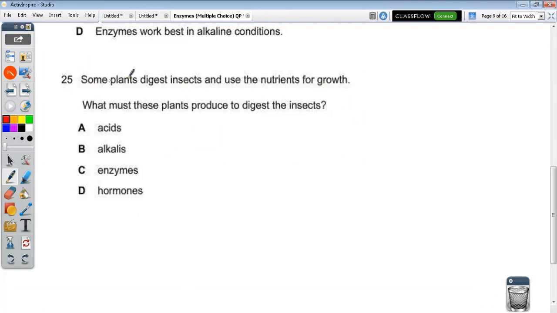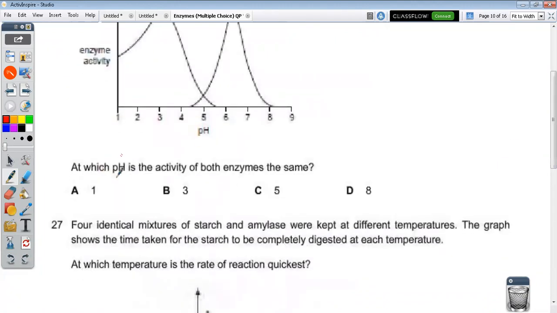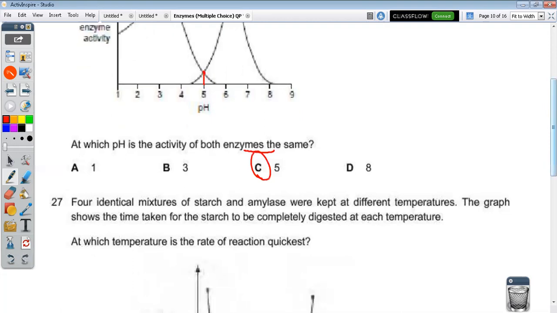Okay, are you guys there? Some plants digest insects and use nutrients. Okay, what must these plants produce to digest? So to digest, you need what? Enzymes. Clear? Then you've got a graph like that. At which pH is the activity of both enzymes the same? Where is it the same? There. At 5. Most of you got it correctly.